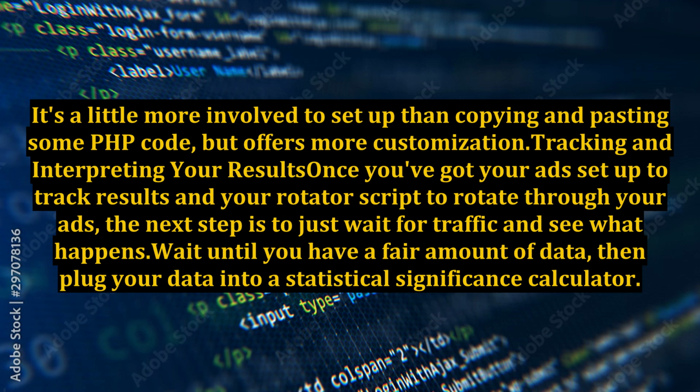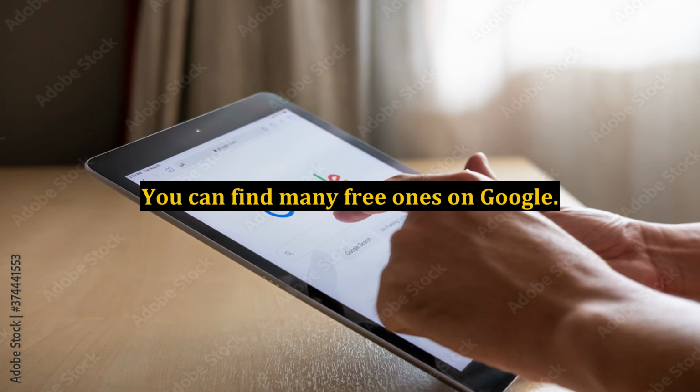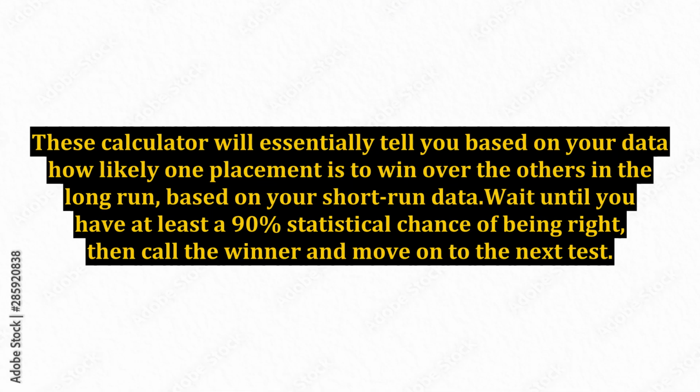Wait until you have a fair amount of data, then plug your data into a statistical significance calculator. You can find many free ones on Google. These calculators will essentially tell you based on your data how likely one placement is to win over the others in the long run, based on your short-run data. Wait until you have at least a 90% statistical chance of being right, then call the winner and move on to the next test.